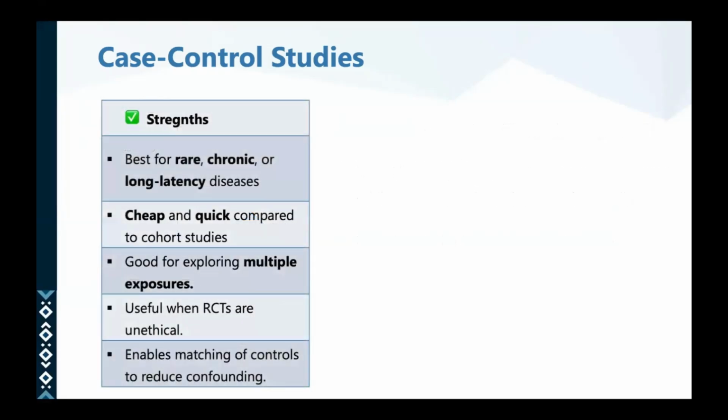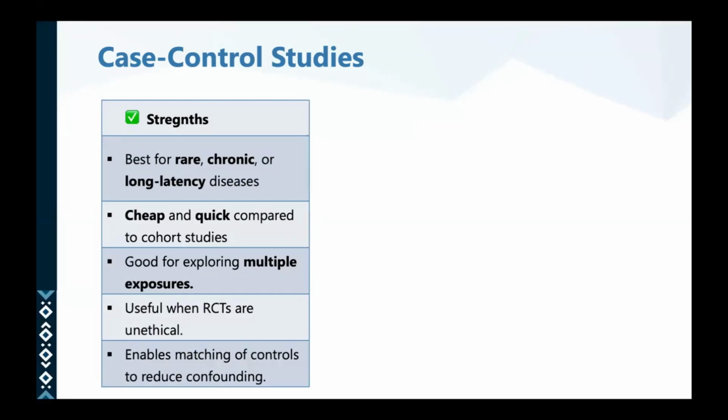So here are some of their strengths. They are great for measuring rare, chronic, or long latency diseases because you're starting with people who already have the disease. So if you have enough people who have the disease, then it's a great starting point. They're usually cheap and quick compared to cohort studies. You just have to pick a bunch of people who already have the disease, select some controls, who are usually not very hard to find, and then you can interview them to see whether they were exposed to the exposure of interest.